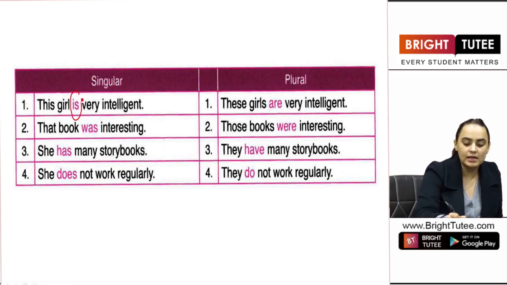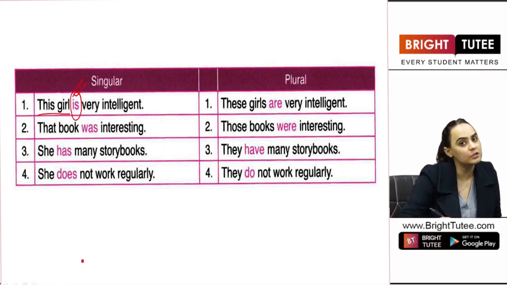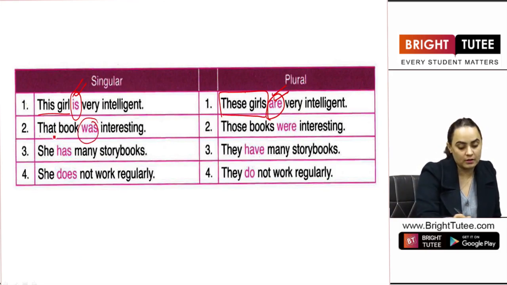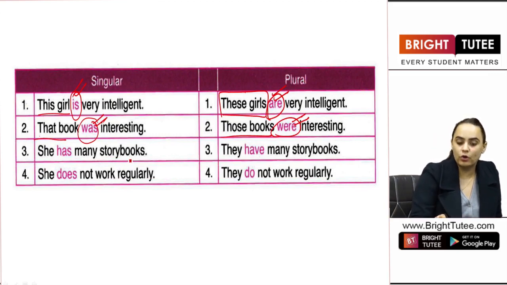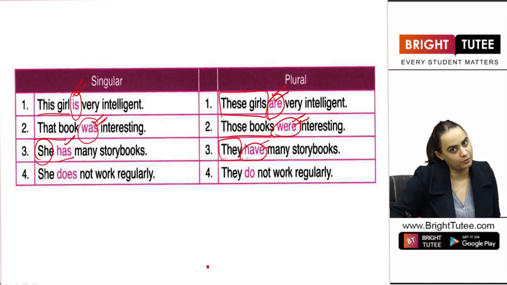So this girl is very intelligent. Here my subject is singular, therefore is used. These girls are very intelligent. Plural subject, plural verb. That book was interesting. Again, singular subject, singular verb. Those books were interesting. Plural subject, plural verb. She has many storybooks. Again, a singular subject, singular verb. They have many storybooks, plural subject, plural verb, and so on and so forth.